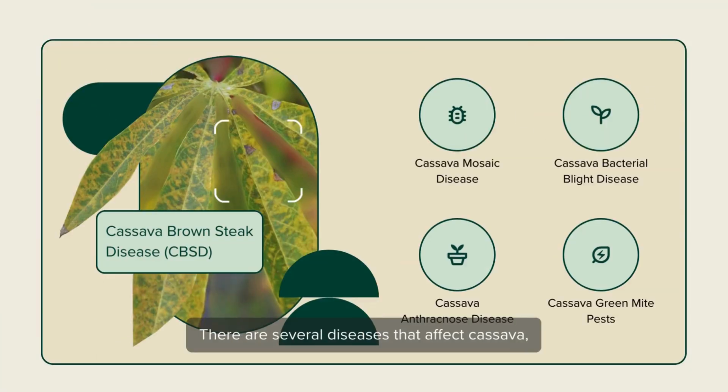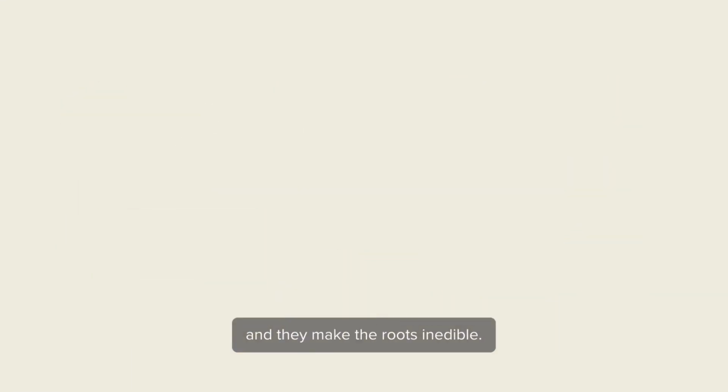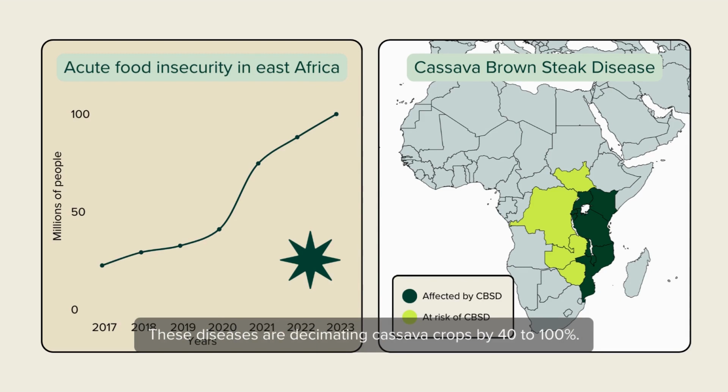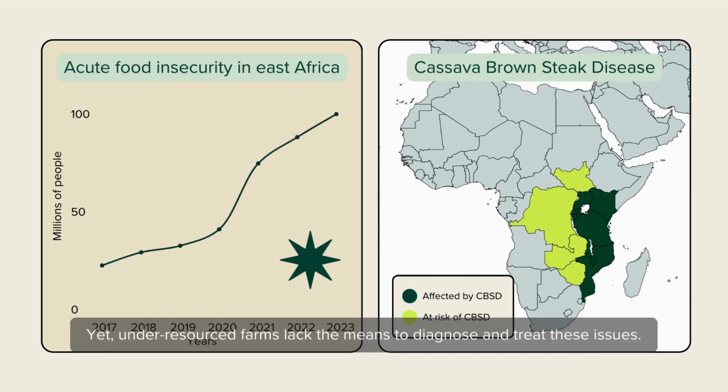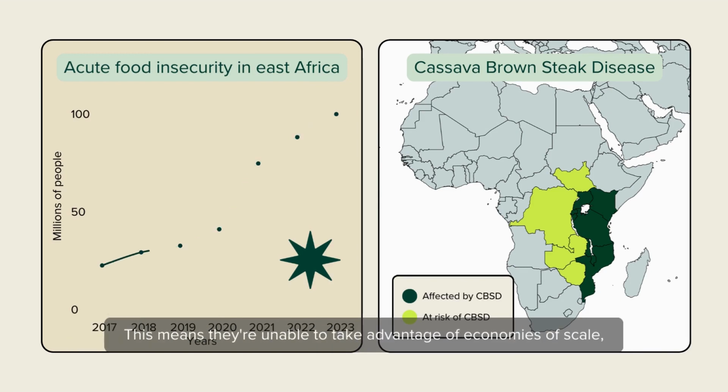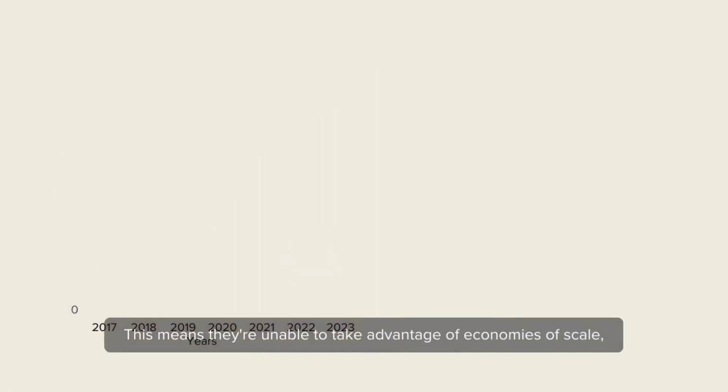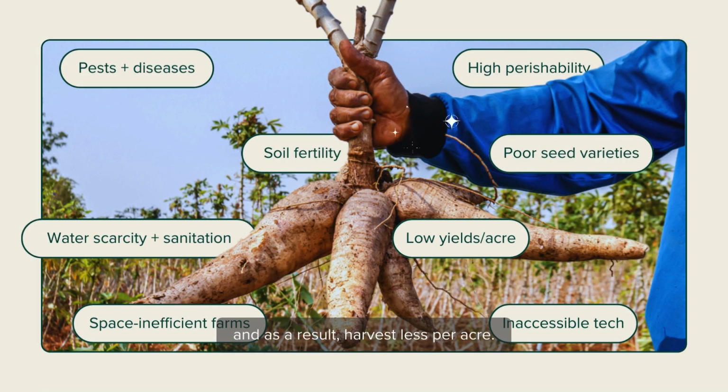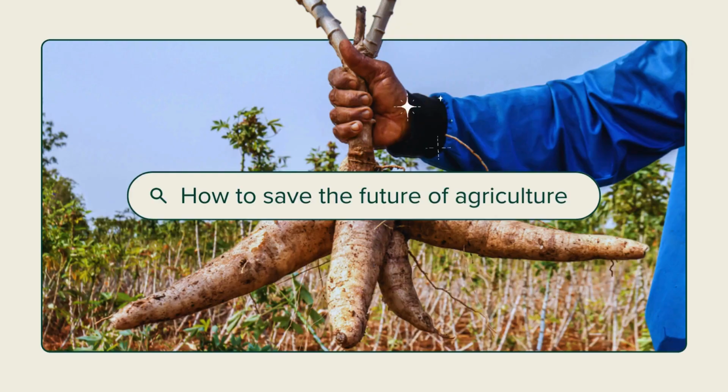There are several diseases that affect cassava, and they make the roots inedible. These diseases are decimating cassava crops by 40 to 100%, yet under-resourced farms lack the means to diagnose and treat these issues. This means they're unable to take advantage of economies of scale, and as a result, harvest less per acre. But there are millions of stories just like these across the globe.